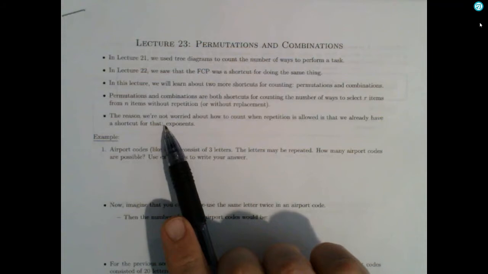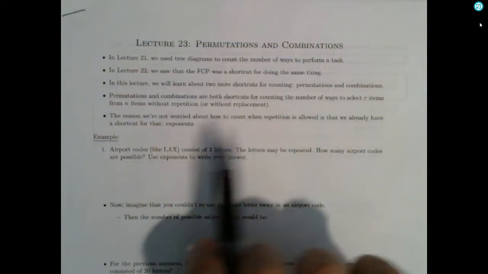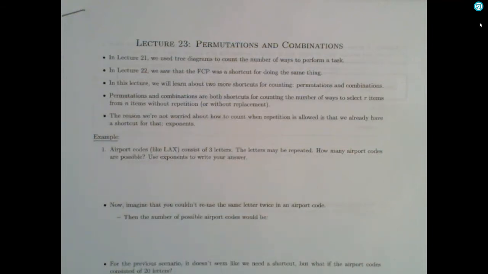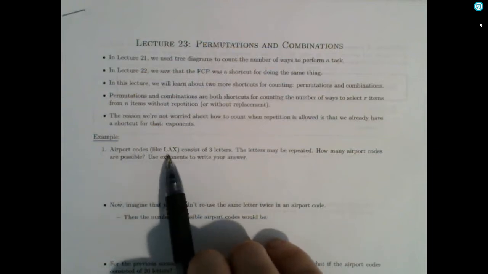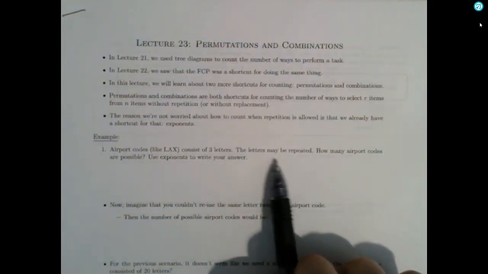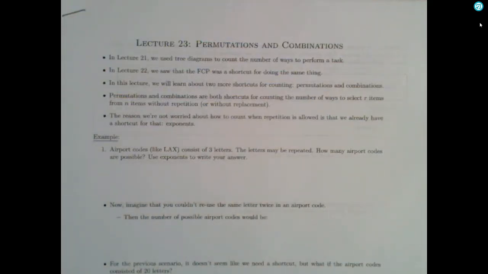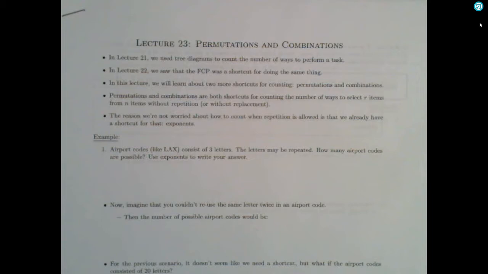Now, the reason we're not worried about how to count when repetition is allowed is that we already have a shortcut for that, and it's called exponents, right? To give you just an example of that, airport codes like LAX, International Airport. Airport codes consist of 3 letters, LAX. The letters may be repeated. So, for example, I think Fort Lauderdale International Airport is FLL. So you can have the same letter repeated, okay? The question is, how many airport codes are possible? Use exponents to write your answer.